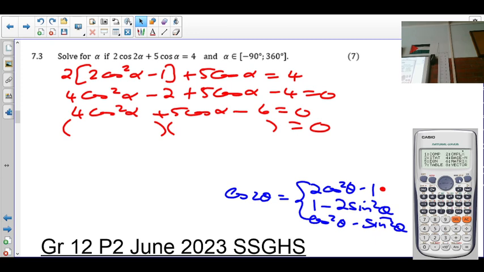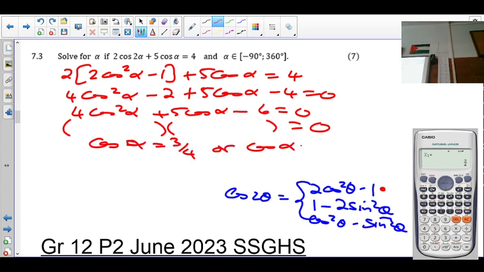So we got 4, 5 and negative 6. Give you 3 over 4. So cos alpha is equal to 3 over 4, or cos alpha is equal to negative 2. Now if you use the quadratic formula or you're using your calculator, you don't have to put these roots in this bracket. You don't have to write it down either, because there is no mark allocated for this. But for those of you who worked it out, this is what you should have had in that bracket.